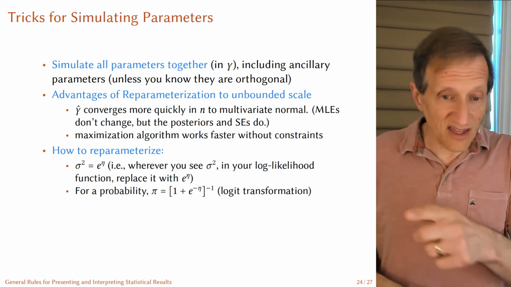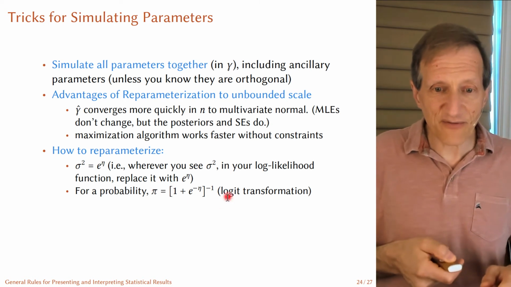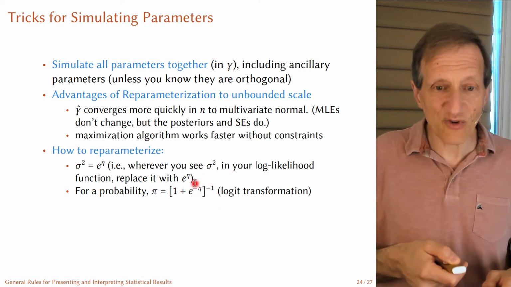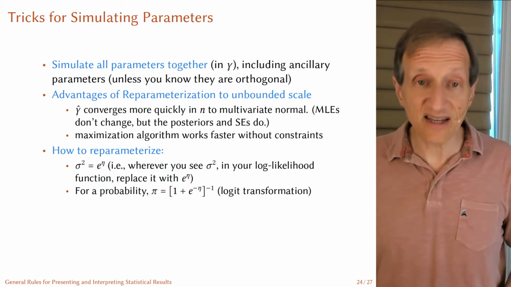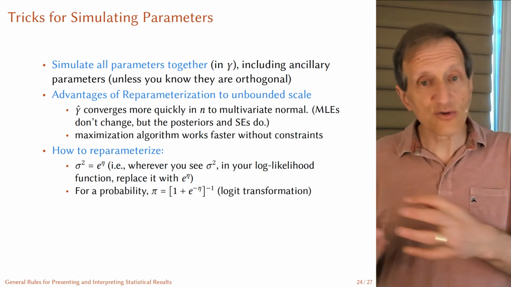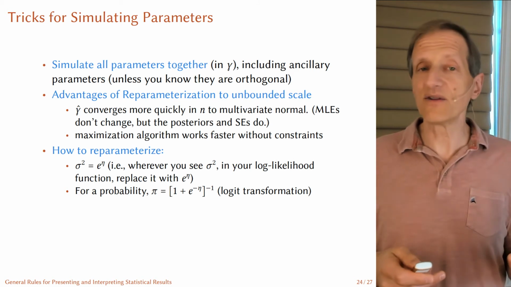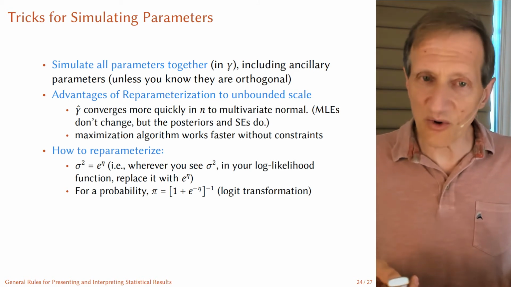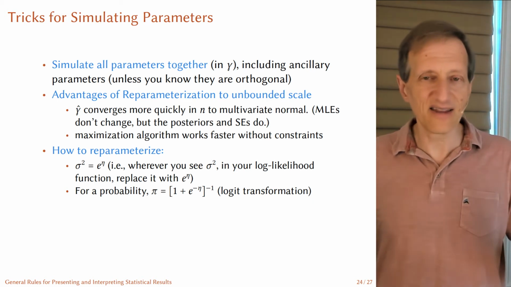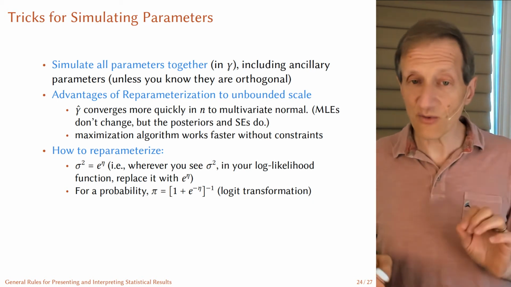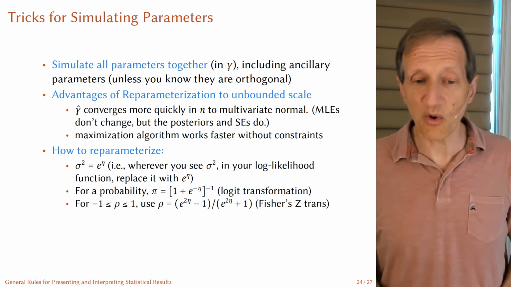This eta in this line means something different than the eta in the previous line, so I'm just reusing that symbol, no big deal. But whatever eta is in this last line, it goes through the logit transformation, and what comes out on the other side is always a number between 0 and 1. And so if your likelihood function has a pi in there, you could just replace it with this, and the optimization procedure will work better.